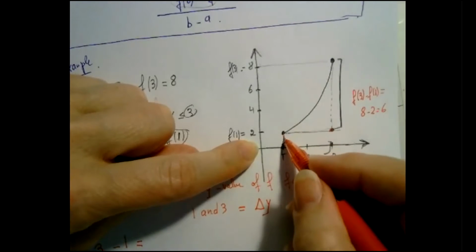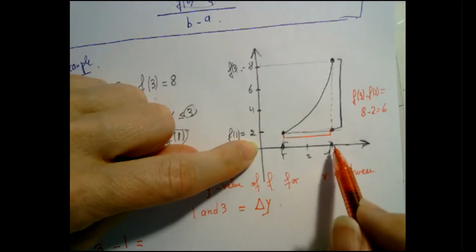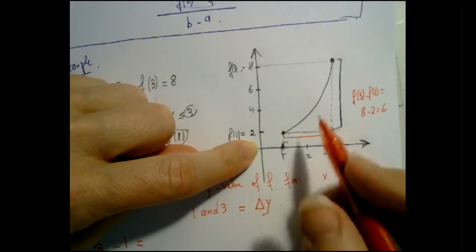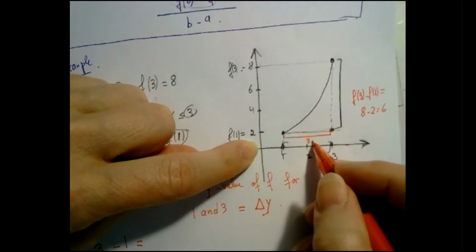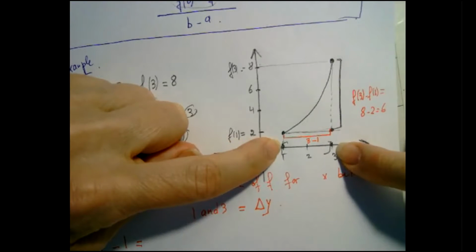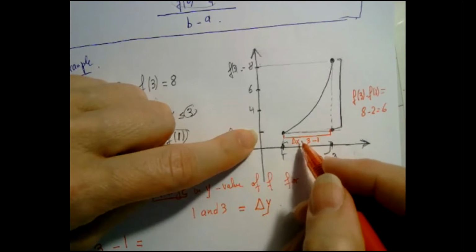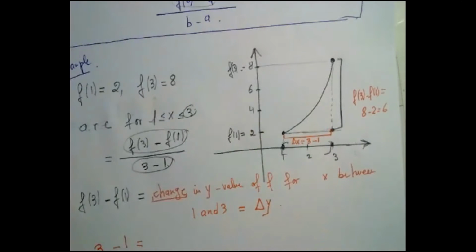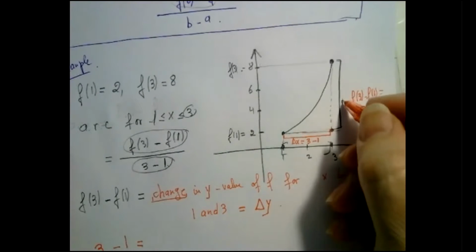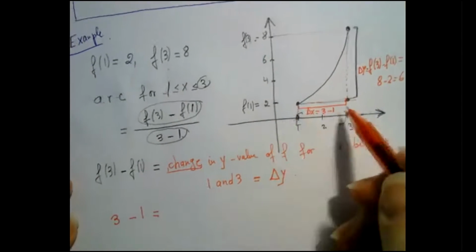So the 3 minus 1 is telling you that when x changes from 1 to 3, by how much does it change? That's the 3 minus 1. It means how much your input changed from 1 to 3. That's the 3 minus 1 in the problem. And we call this the delta x. It means the change in the x value. So this is going to be the delta y, by how much your output changed, and this is the input change.